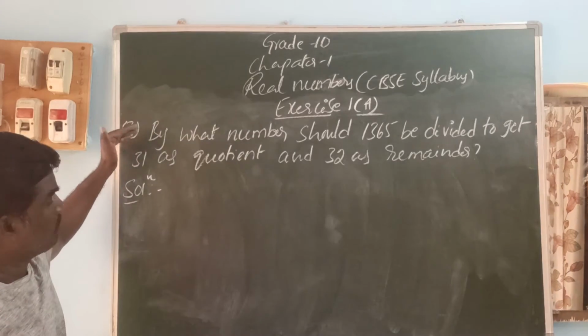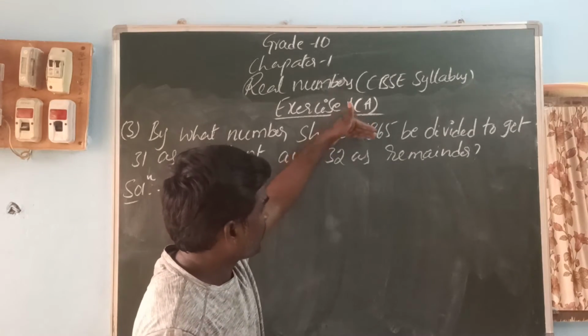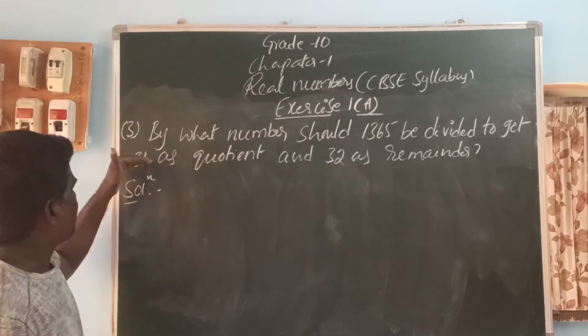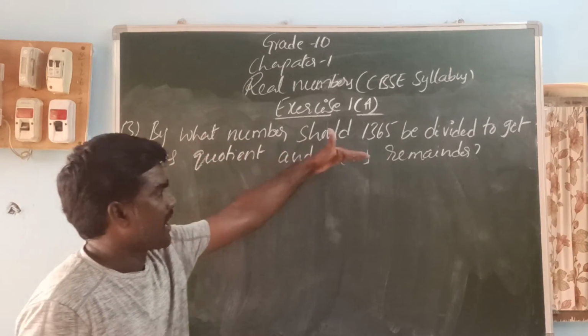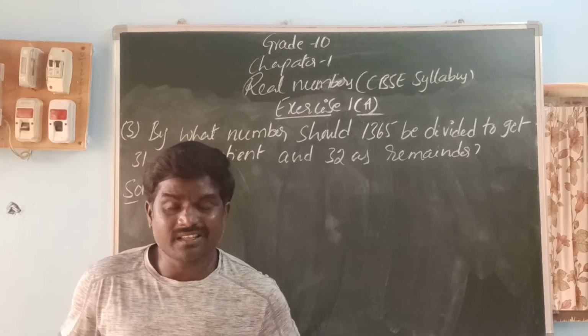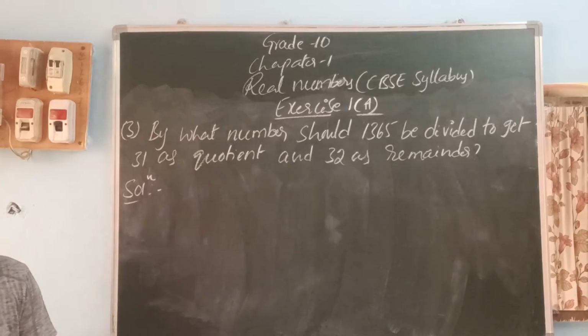Now what is the question? By what number should 1365 be divided to get 31 as a quotient and 32 as remainder? Here in this question, what are they asking? They are asking for the divisor. How can you find the divisor? By using Euclid division lemma.